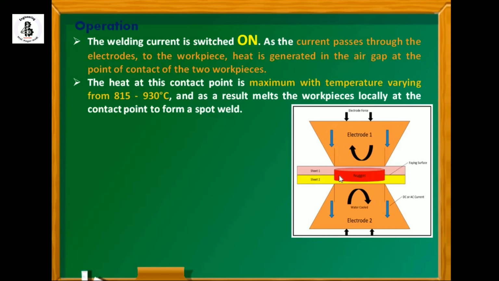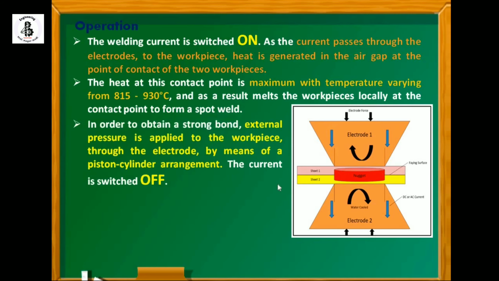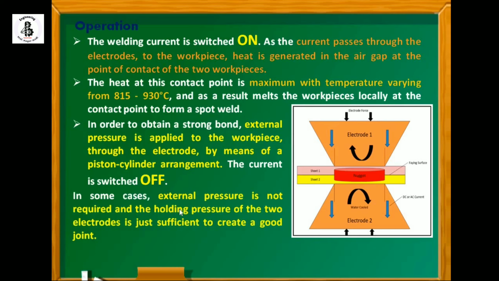After fusion takes place and pressure is applied, the joint is formed. In order to obtain a strong bond, external pressure is applied to the workpiece through the electrode by means of a piston cylinder arrangement, or you can say mechanical movement. The current is switched off, and then comes the next spot. In some cases the external pressure is not required and the holding pressure of the two electrodes is sufficient to create a good joint. That depends upon the thickness of the sheet metals as well as the conductivity of the sheet metals.